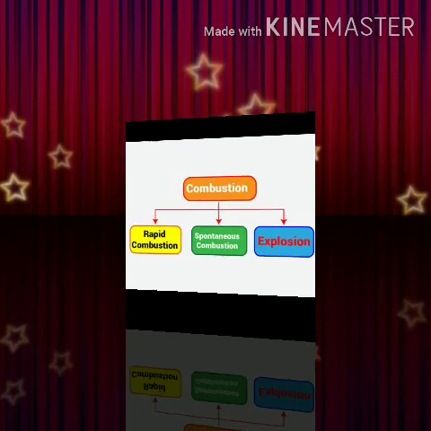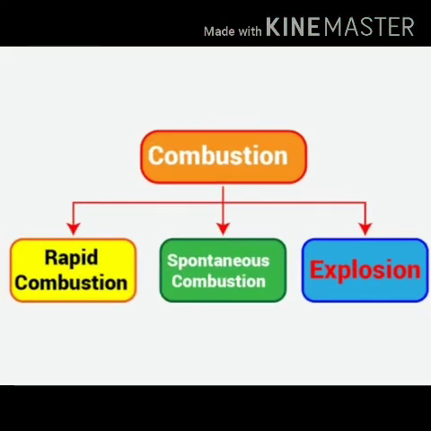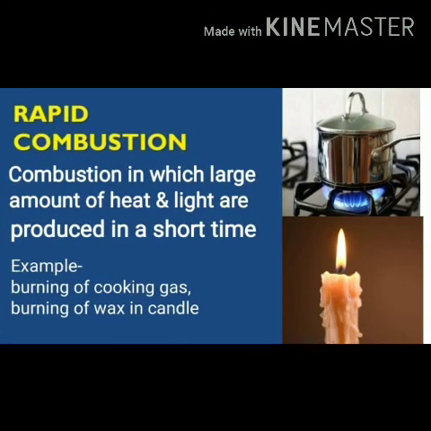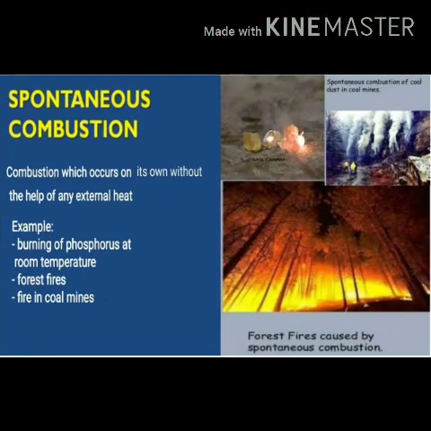Now we will learn different types of combustion: rapid combustion, spontaneous combustion and explosive combustion. Let's see what is rapid combustion. Students, have you observed when you bring a lighted matchstick near the burner of cooking gas in the kitchen? It immediately starts burning, producing heat and light. Such combustion is known as rapid combustion. So, how are you going to define it? The combustion in which a large amount of heat and light are produced in a short time is called rapid combustion.